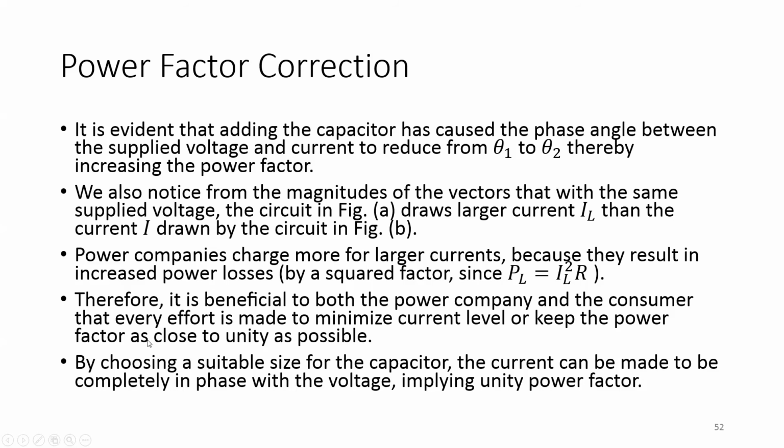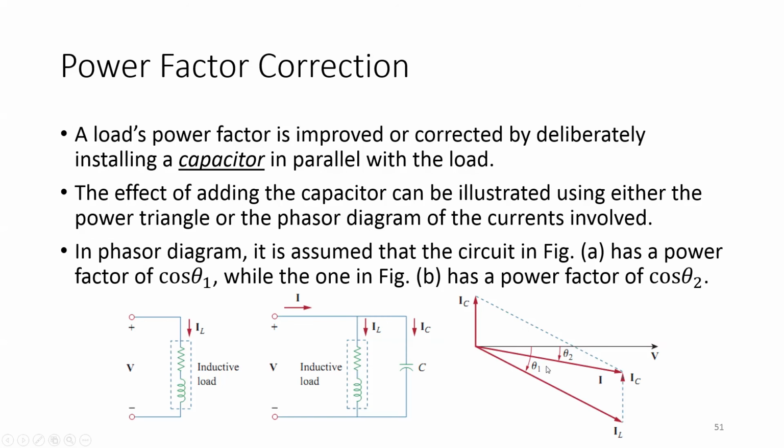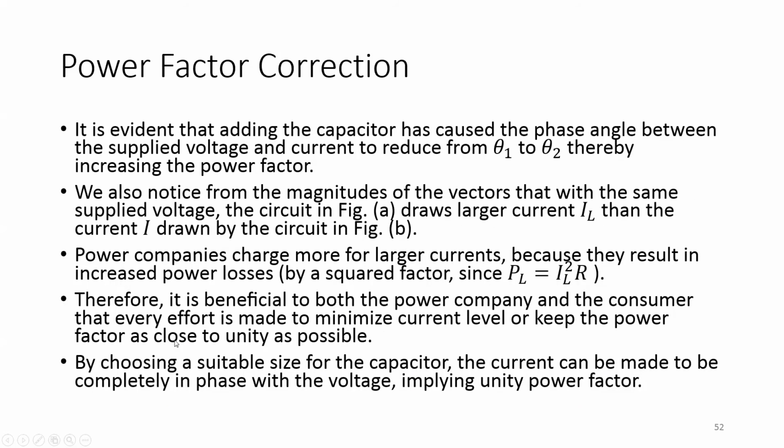So we can see that in this case the load current will be reduced a little bit, so the complex power delivered by the source would be reduced a little bit also. We also notice from the magnitude of the vectors that with the same supplied voltage, the circuit in figure A draws a larger current IL as compared to the current I in case of figure B. So in this case we are now delivering lesser power for a similar amount of load.